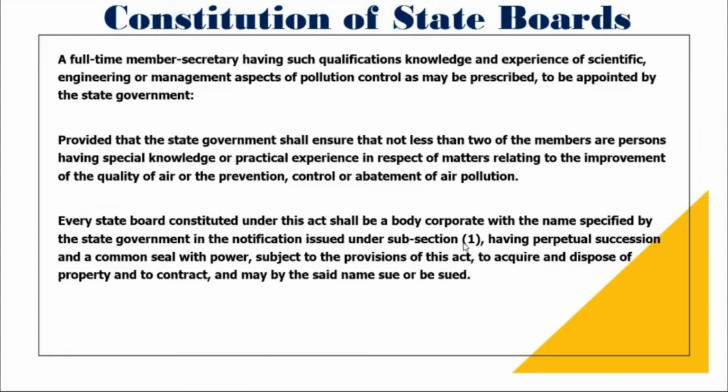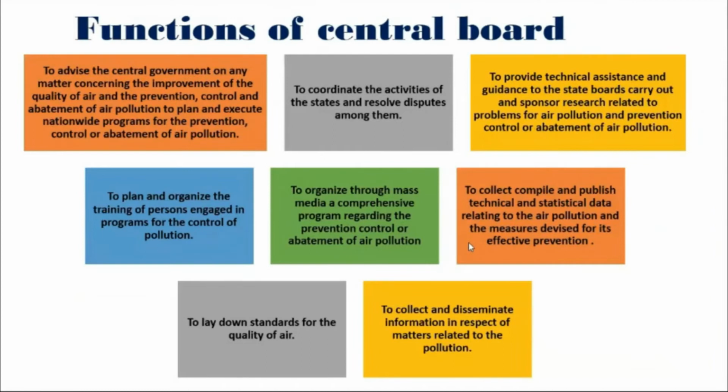So these were the various kinds of constitutional state boards. So now, what are the functions of the central board? First is to advise the central government on any matter concerning improvement of the quality of air and prevention, control, and abatement of air pollution. In the Water Act, it was the abatement of water pollution, and here it is abatement of air pollution.